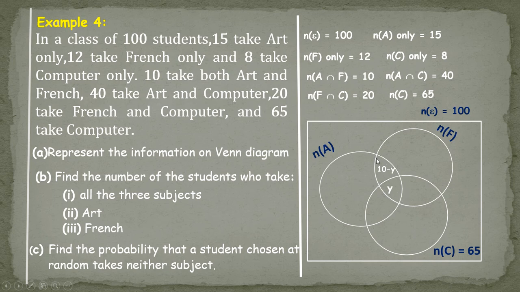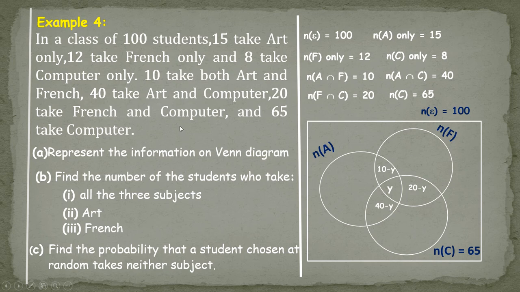So if the whole of this part is 10, then this part will be 10 minus Y. Now the whole of this part here, art and computer, is 40, meaning that this part will be 40 minus Y. We are also told that the number of French intersection computer, 20 take French and computer, which is here. So this part is 20, meaning that this part will be 20 minus Y.